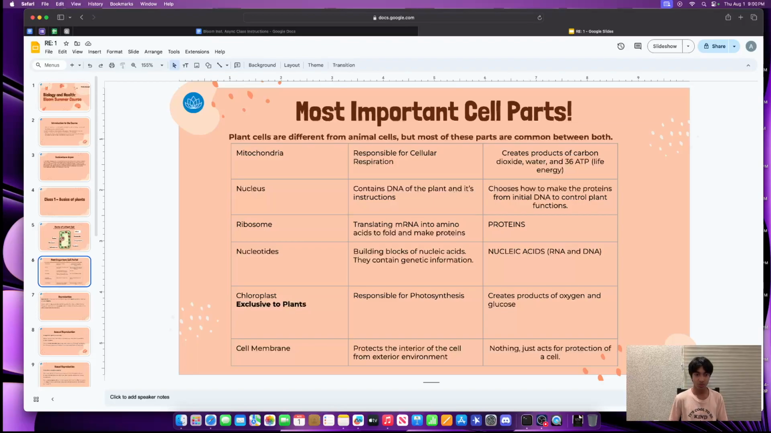And I think you should write down at least 3 of these, and the 3 you should write down are probably the mitochondria, chloroplast, and nucleus, because the nucleus contains the DNA of the plant and its genetic makeup and instructions. Okay, so let's get started with the rest of the class.